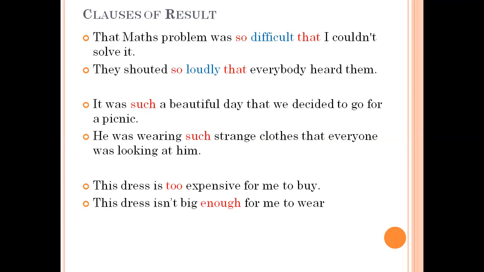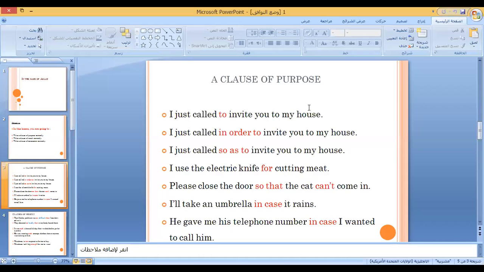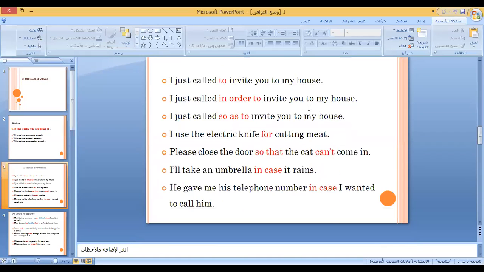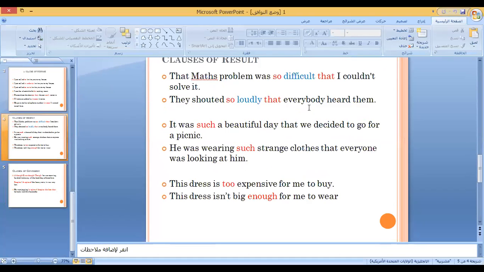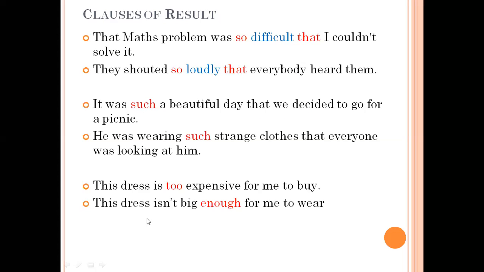The next sentence, he was wearing such strange clothes that everyone was looking at him. The next sentence, this dress is too expensive for me to buy. The next one, this dress is not big enough for me to wear.